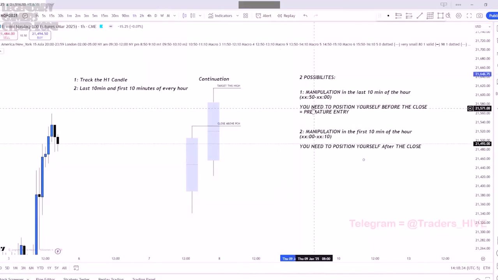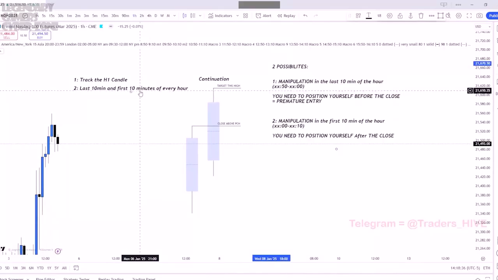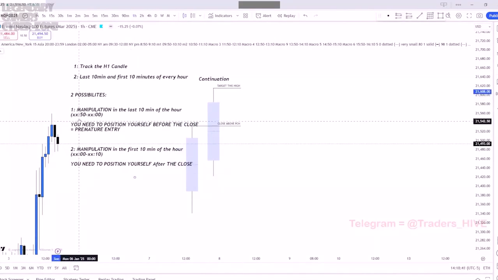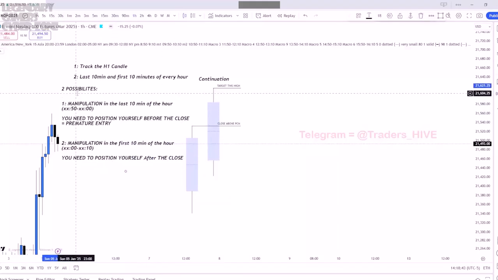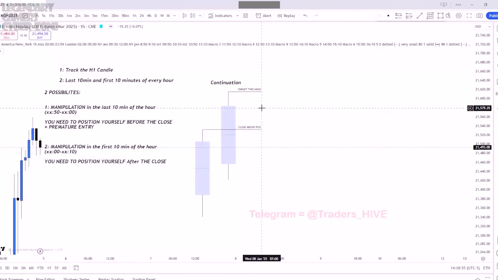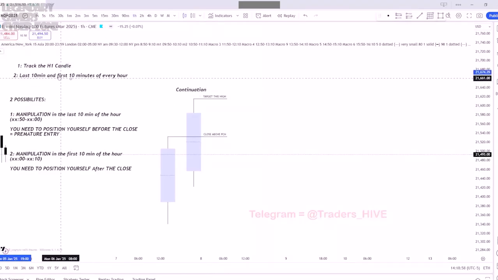So let me show you an example just with the arrows of what it should look like. How can I get rid of the price action here to my left? Can I get rid of that? Okay. So for now, this is the information that is super important.